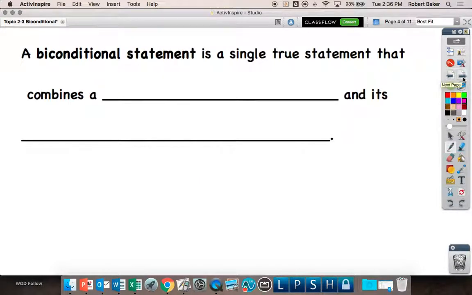You're only going to write on 2 slides today. You're going to write on this slide, and you're going to write on the next slide. The rest of the time, you're just going to speak it into existence. So a biconditional statement is a single true statement that combines a true conditional statement and its true converse.